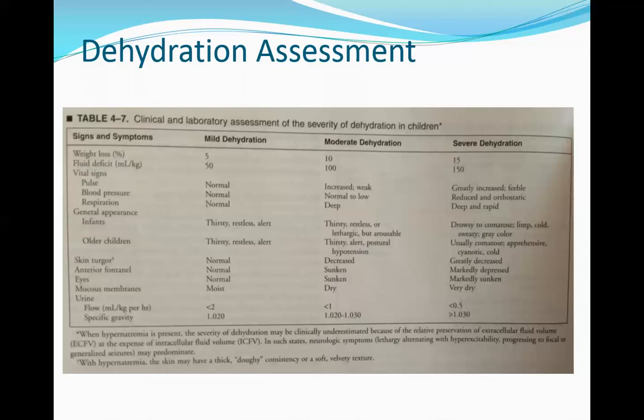In cases of severe dehydration, patients can lose up to 15% weight loss, have 150 milliliters per kilo fluid deficit. For vital signs, the pulse may be greatly increased and feeble, blood pressure reduced and orthostatic, and respirations deep and rapid. Infants can appear drowsy to comatose, limp, cold, and sweaty in a gray color. Older children are usually comatose, apprehensive, cyanotic, and cold. Skin turgor greatly decreased. Anterior fontanelle markedly depressed, eyes markedly sunken, and mucous membranes very dry, with an even greater decrease in urine flow to less than 0.5 milliliters per kilo per hour with an increased specific gravity.